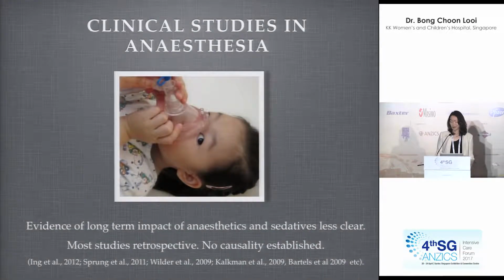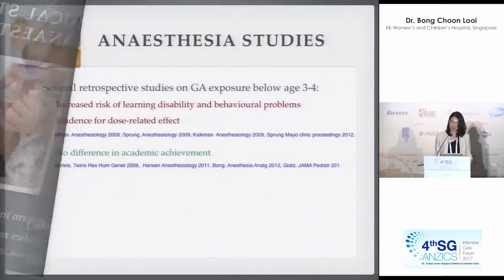So what about humans? What about clinical studies in anesthesia? Well, there have been many done since, and the results are mixed. It's not possible to go over the individual studies in the interest of time. But we now know there's evidence of long-term impact of anesthetics and sedatives, although the evidence is much less clear compared to animal studies. Most of the studies are retrospective, and so far no causality has been established.